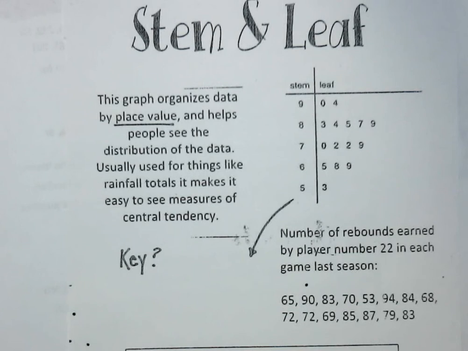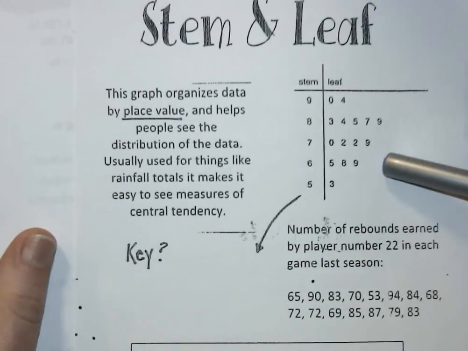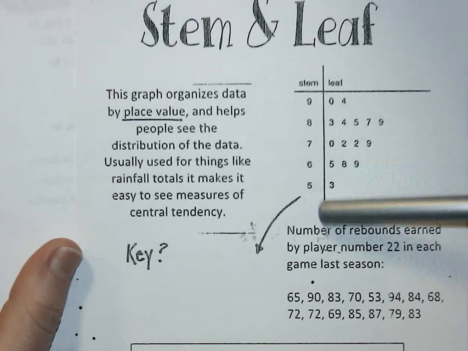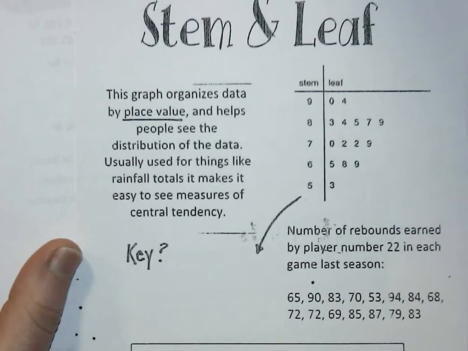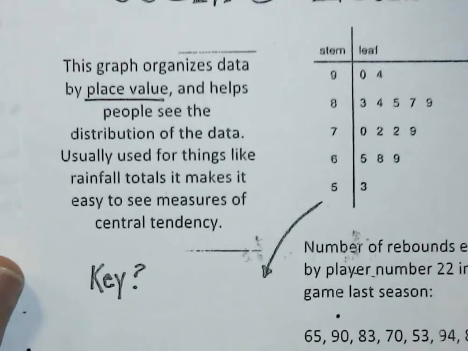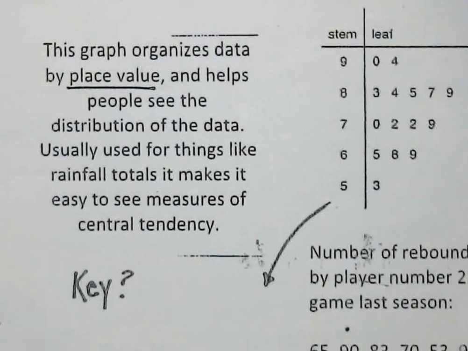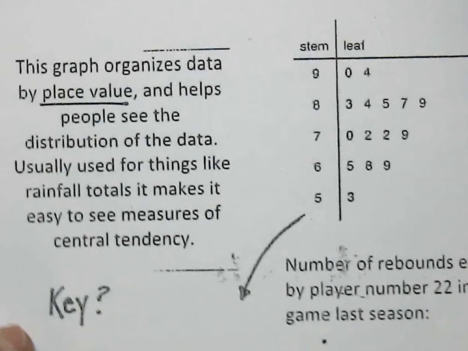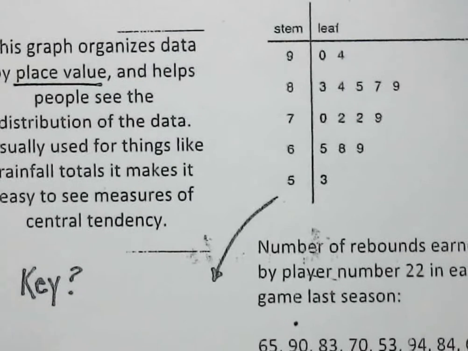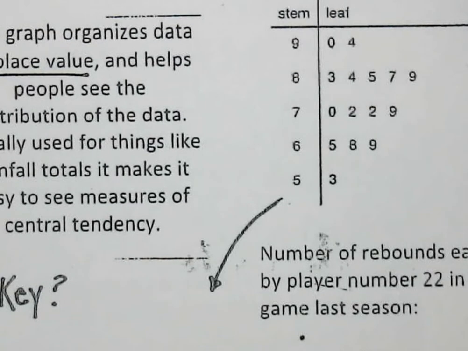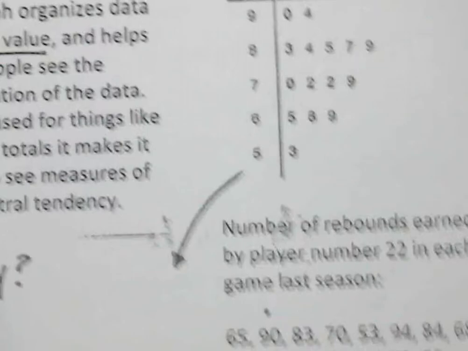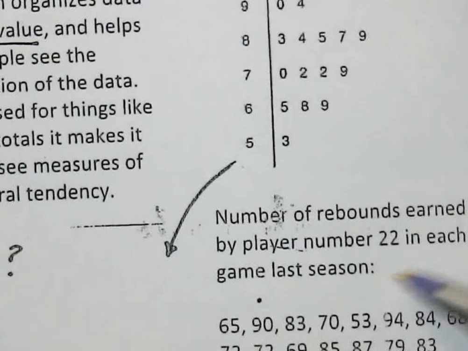If you look right here at this example, you see they have a line that's dividing your tens from your ones place. And instead of calling it the tens place, they call that your stem section. And then instead of your ones place, that's where all your leaves go. If you look down here, this is the example they give you, and it says that this is the number of rebounds earned by player number 22 in each game last season.